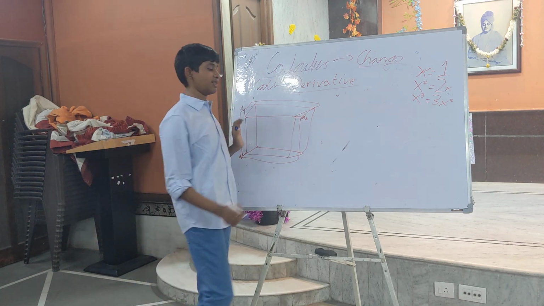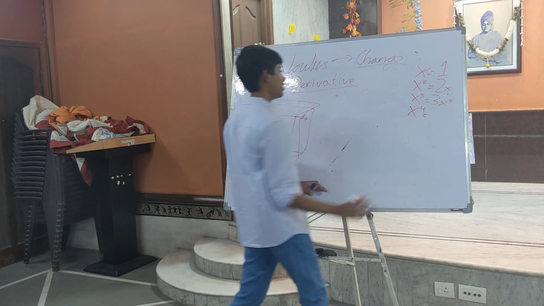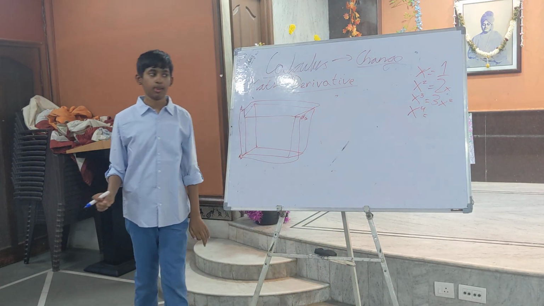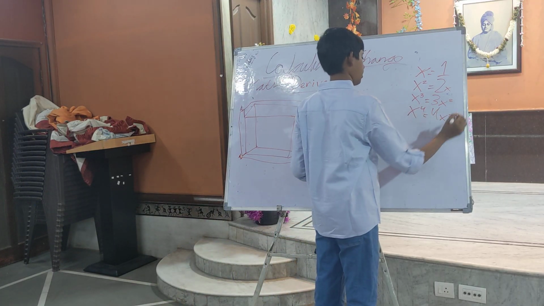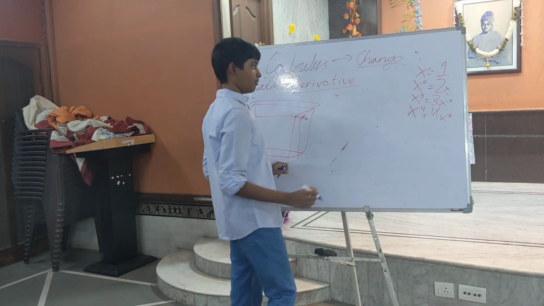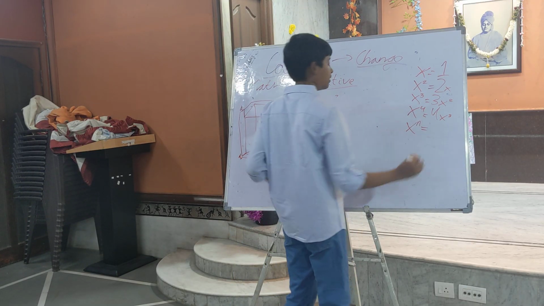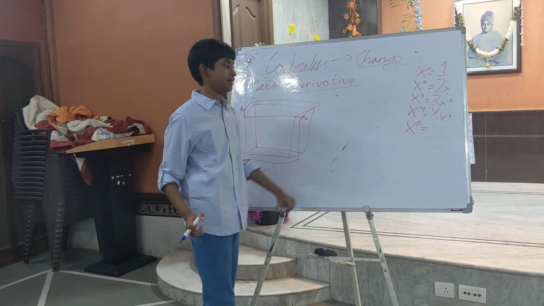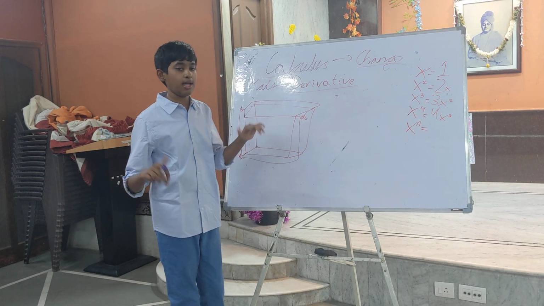Now the question is, can anyone guess what the derivative of x to the power 4 is based on a pattern? 4x cubed. And x to the power n, where n is some variable, can you see the pattern here?